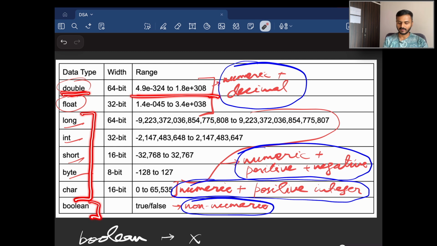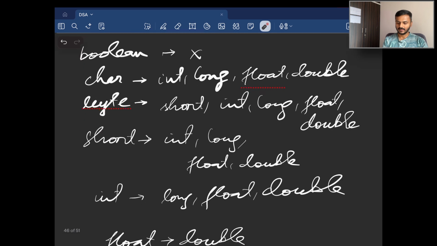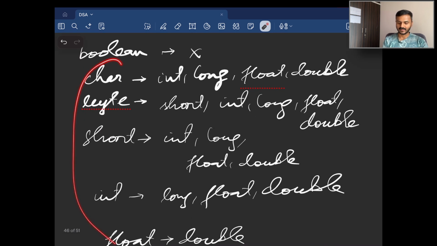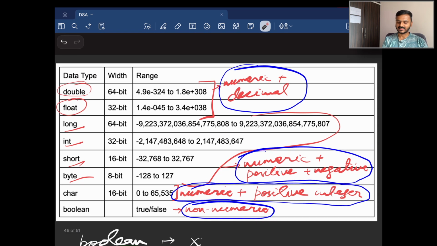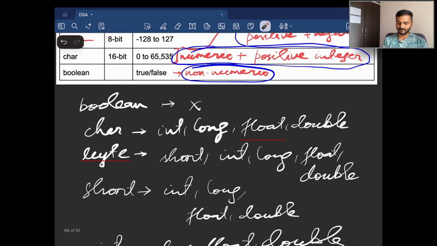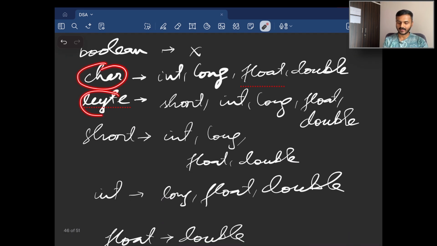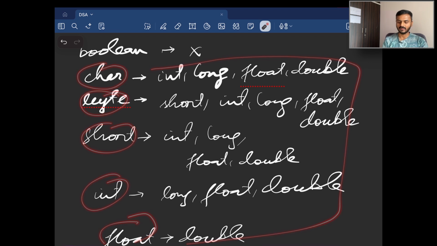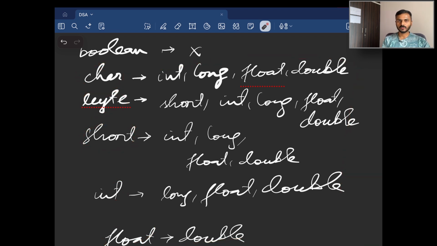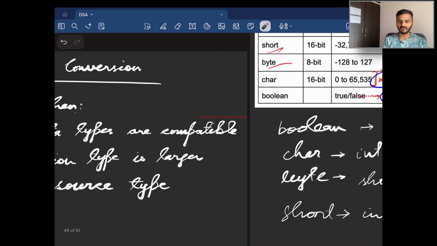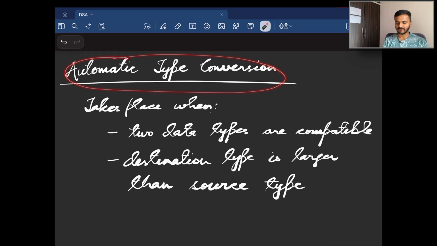And of course, double and boolean are not compatible. That is something we already know. So this gives us this final list. Now, what does this list tell us? This list tells us that if we have a certain data type, which are the other data types it will be compatible with. That means which are those data type pairs where automatic type conversion will take place.